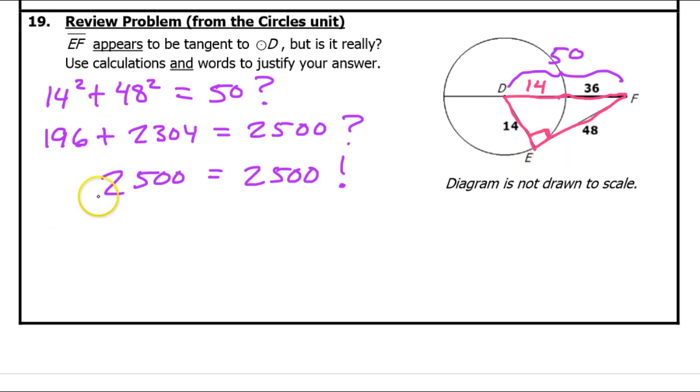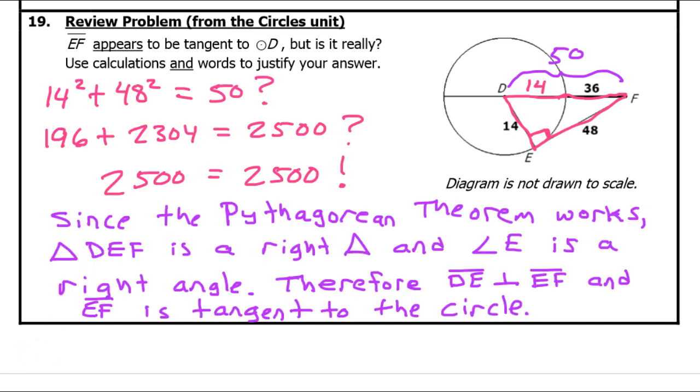Okay, so I've used calculations. It says use calculations and words. So I've been speaking the words, but I think I should go back and write those words down now. So here's my summary statement. Since the Pythagorean theorem works, triangle DEF is a right triangle, and specifically angle E is a right angle. Therefore, segment DE is perpendicular to segment EF, and segment EF is tangent to the circle.